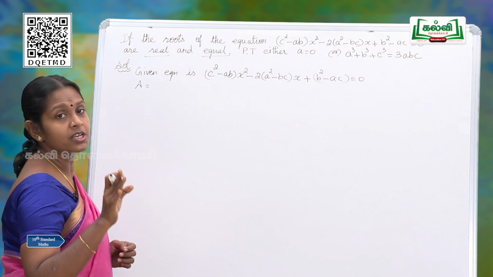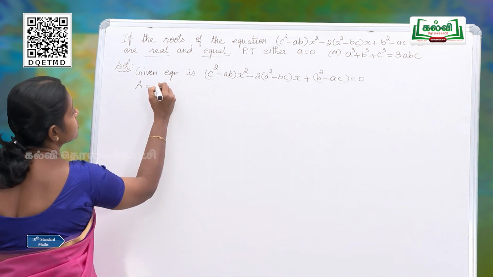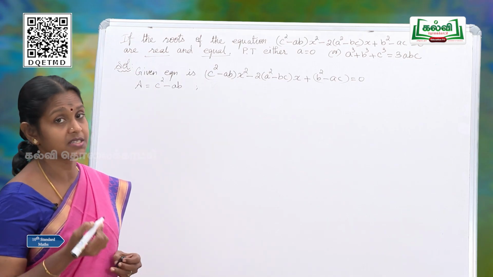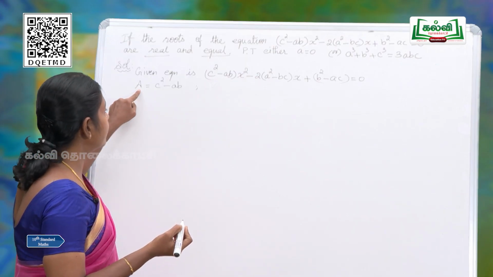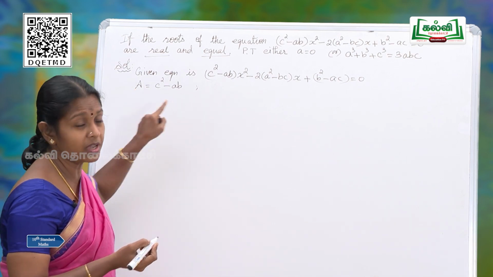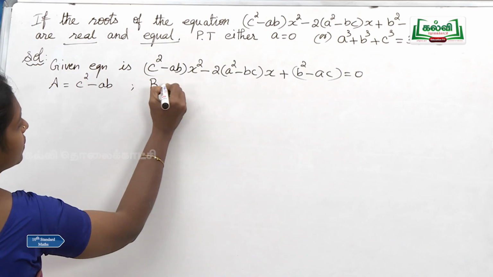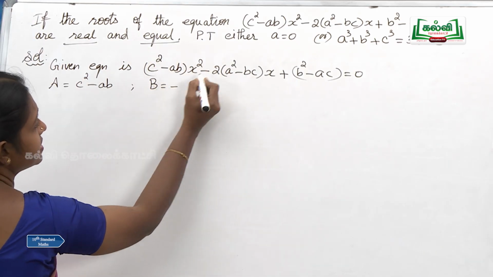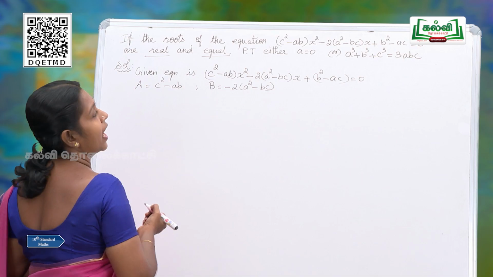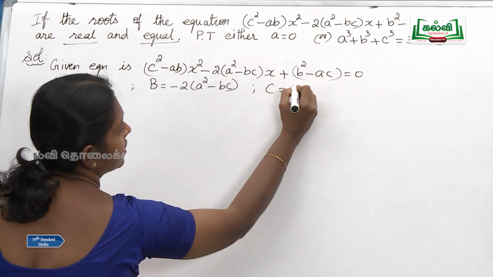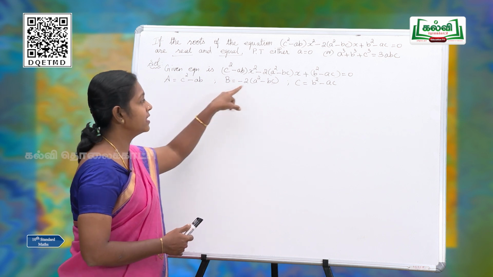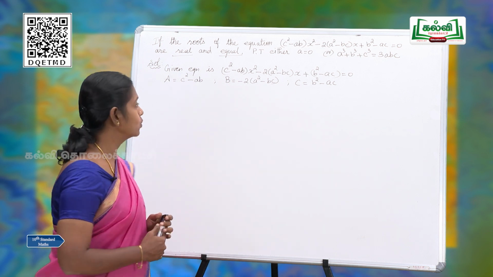Now I am just going to write what is A. Capital A is nothing but what? Coefficient of x squared. So c squared minus ab, as we discussed in the previous classes and examples. So I have taken capital A to differentiate from the small a, b, c. Okay, right. Next, what is B? Coefficient of x. That means minus 2 of (a squared minus bc). And what is C? That means constant, b squared minus ac. So we found A, B, C. These are the necessary clues to prove.